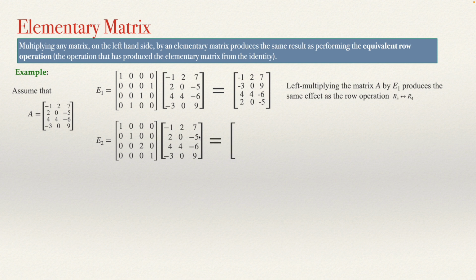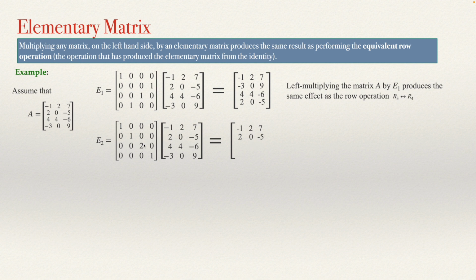So let's do it. Multiply 1, 0, 0 by this column. I know this produces the same minus 1, no change here. This by the second column produces 2, no change. This first row by the third column produces 7, doesn't change anything. In the second row, again nothing changes. This one is multiplied by 2, the others are multiplied by 0. So this will be the same thing: 2, then 0, and then minus 5.